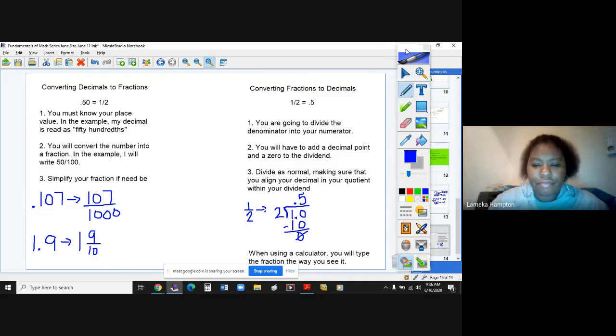Okay. So I'm going to try to do one more example over here as it relates to converting your fractions to decimals. And then after that, I'll have two more examples, and that'll be it for today.